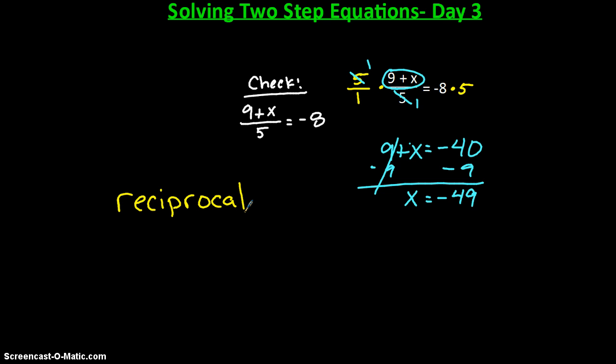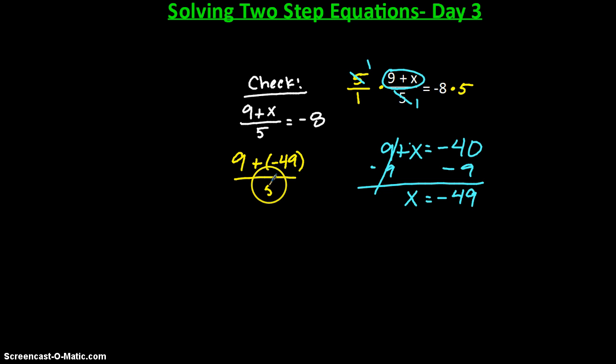Okay, now we're going to get moving on to the next step. So now we're going to check it very quickly. I'm going to substitute in this negative 49 right here for x. So I have 9 plus a negative 49 over 5. If I'm right, that should equal negative 8. I know 9 plus negative 49, different signs. I'm going to subtract and keep the sign of my higher number right here, which is that negative.